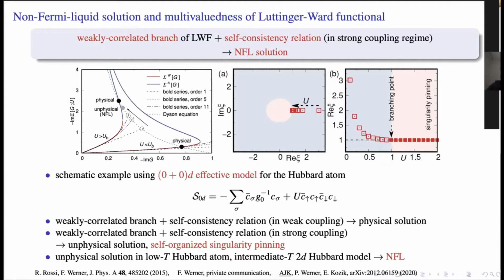But when the physical solution is in the strongly correlated branch, and we still choose the weakly correlated branch using the Bold series, then the self-consistent solution, shown in the open black symbols here, ends up with an unphysical solution away from the physical one, even if we increase the expansion order up to infinity.